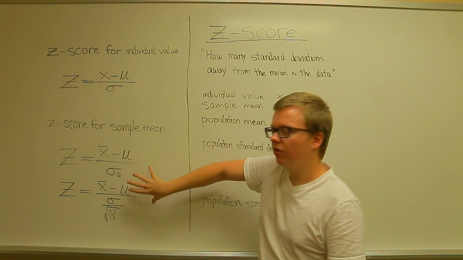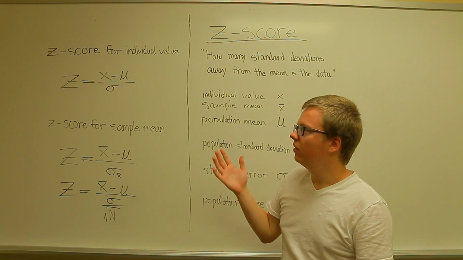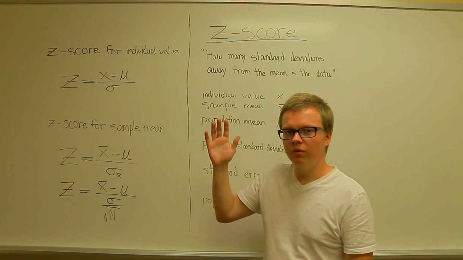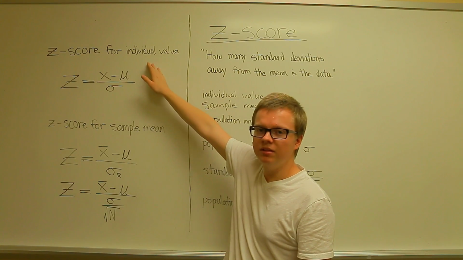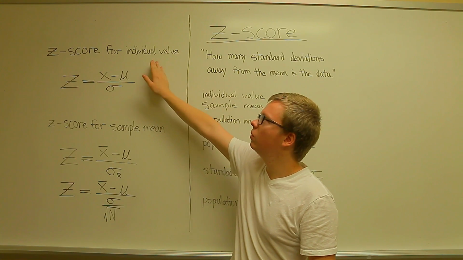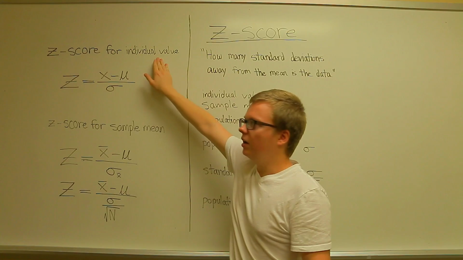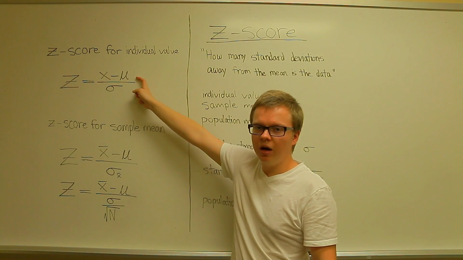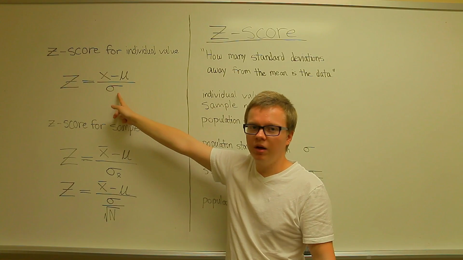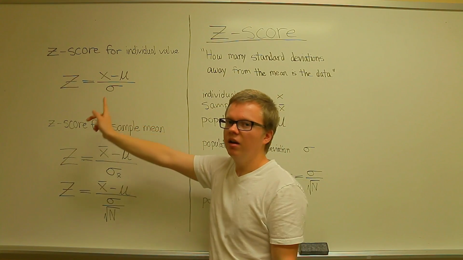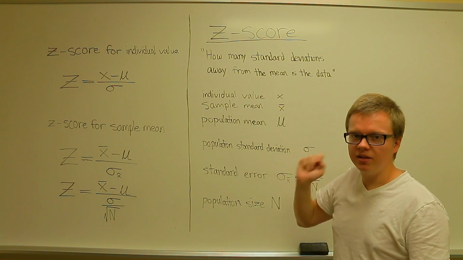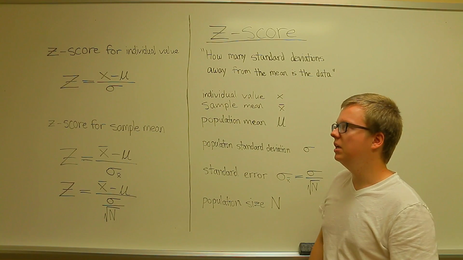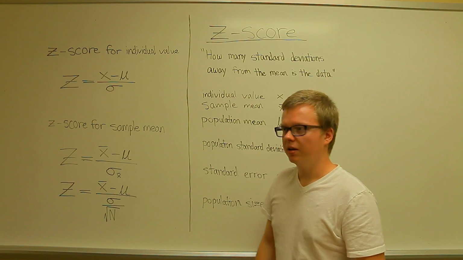Note that we have two different formulas. They're actually very similar, but in one case you might need to calculate the z-score for an individual data point, and in that case you take your data point x, you subtract the population mean, and you divide by the population standard deviation. Again, that tells you how many standard deviations away from the mean is your data point x.